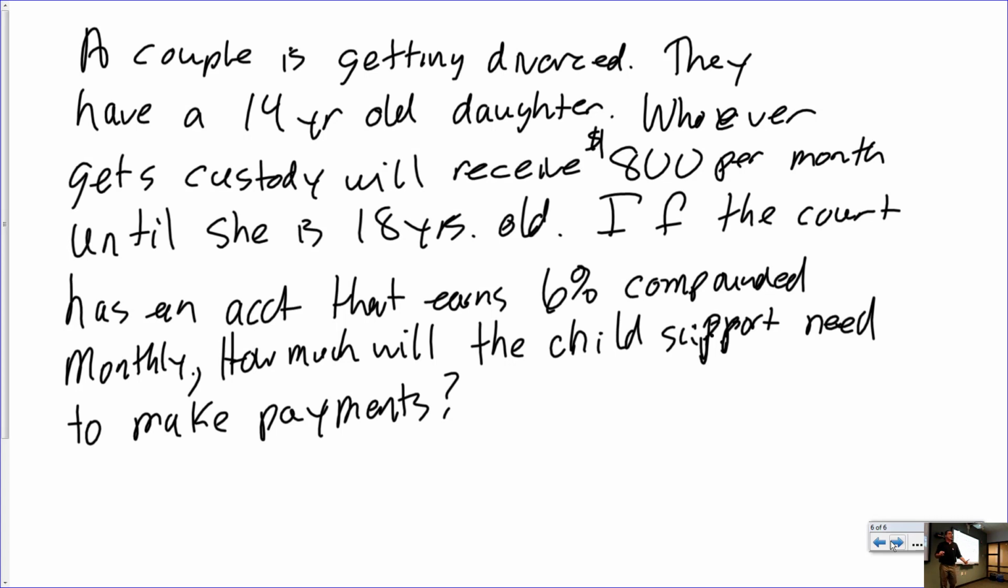So the idea here is that the court actually sets up an account that guarantees 6% compounded monthly interest. And the cool thing about it is that they actually passed a law in Arizona that stated if the account doesn't really earn 6% compounded monthly, that the income taxes in the state of Arizona will actually fund it until it does. Which was utterly insane for Arizona, right?